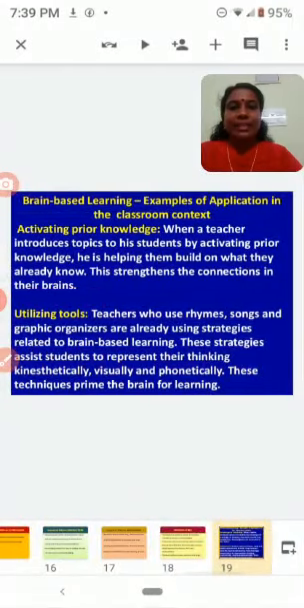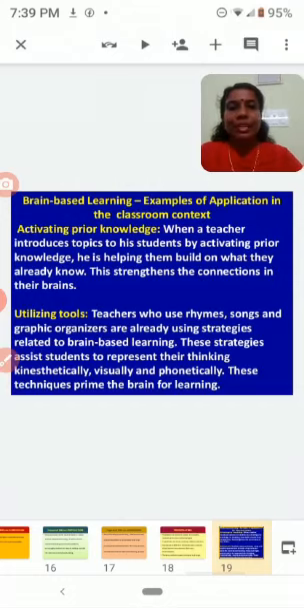Brain-based learning. Examples of application in the classroom context. First example is activating prior knowledge. When a teacher introduces a topic to his students by activating prior knowledge, he is helping them to build on what they already know. This strengthens the connections in their brains.